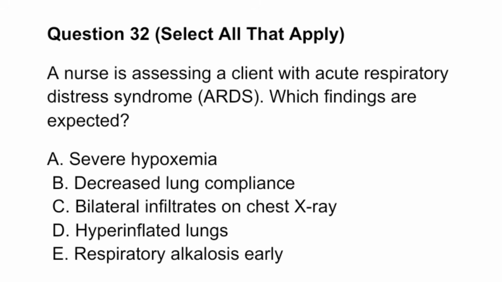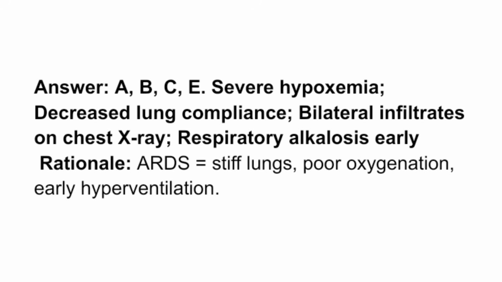Question 32. Select all that apply. A nurse is assessing a client with acute respiratory distress syndrome, ARDS. Which findings are expected? A. Severe hypoxemia. B. Decreased lung compliance. C. Bilateral infiltrates on chest X-ray. D. Hyperinflated lungs. Or E. Respiratory alkalosis early. Answer is A, B, C, E. Severe hypoxemia, decreased lung compliance, bilateral infiltrates on chest X-ray, and respiratory alkalosis early. Rationale: ARDS equals stiff lungs, poor oxygenation, and early hyperventilation.